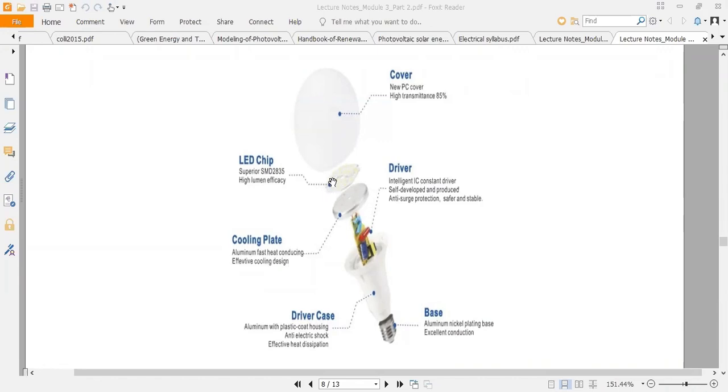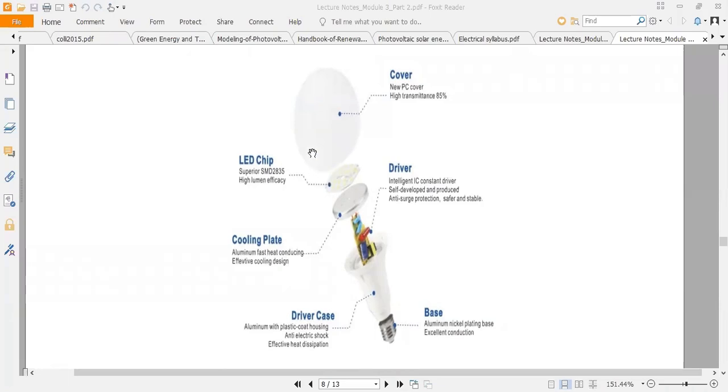Okay, and the supply to this LED, as I told, when an electric current is passed through the LED in the forward direction, then it will emit light. So current is entering into this LED through this driver unit, and then this LED will emit light, and this light which is emitted through this LED will go into this cover. Okay, this is some semi-spherical or spherical type of cover.